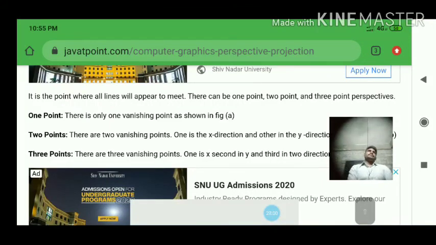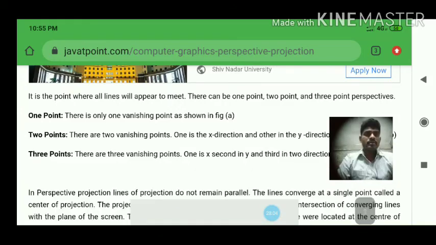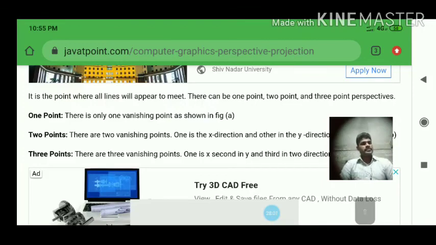So now listen. Where all the lines appear to meet, there can be 1 point, and there can be 2 point, there can be 3 point. The way all the lines meet at one position, that point may be 1, may be 2, may be 3. If 1 is there, it's called 1 point. If 2 are there, we can call it 2 point. If 3 are there, we can call it 3 point.